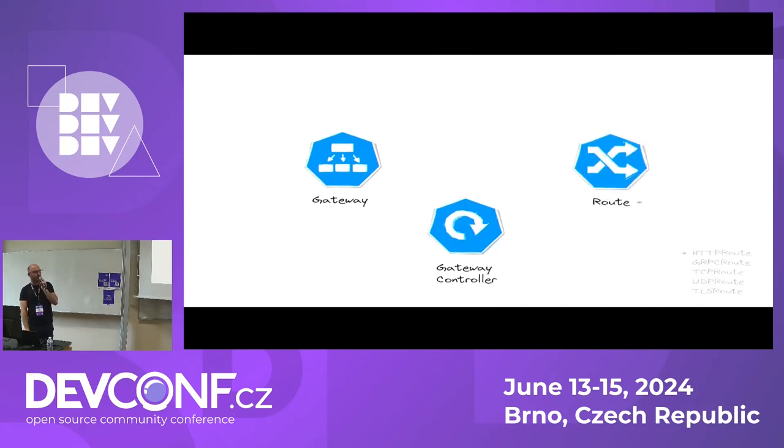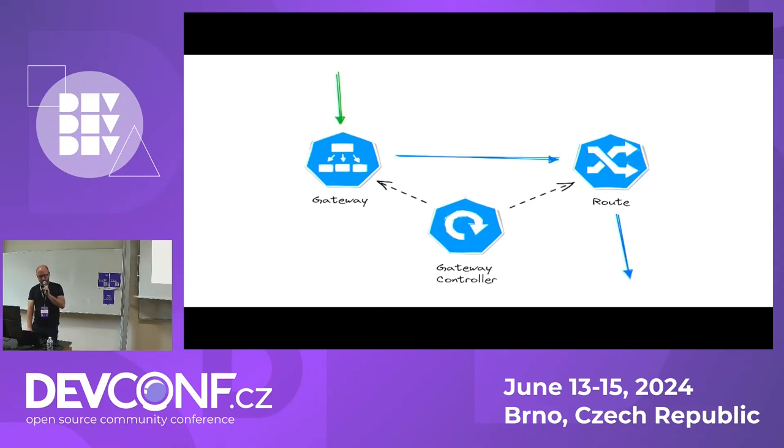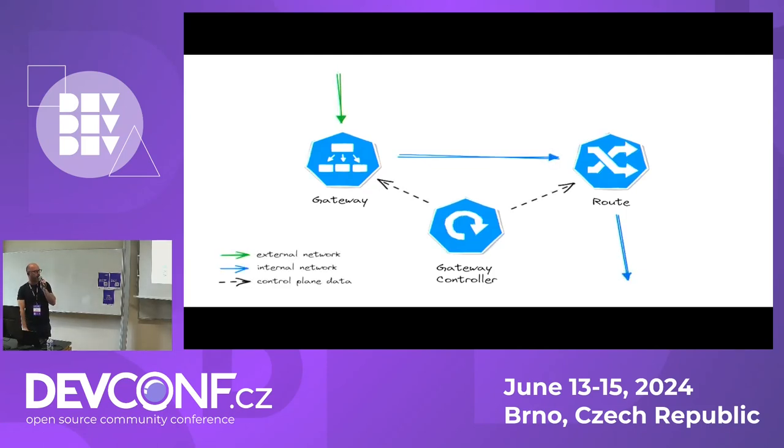Now, technically, there's more than a single route. There's HTTP route, gRPC route, and other types of routes. But it's the same thing. Route and ingress, very similar features. The external network flows through the gateway, and then internally in your cluster is routed by the route. The gateway controller reads both of these resources and reconciles on top of them to properly configure your traffic.